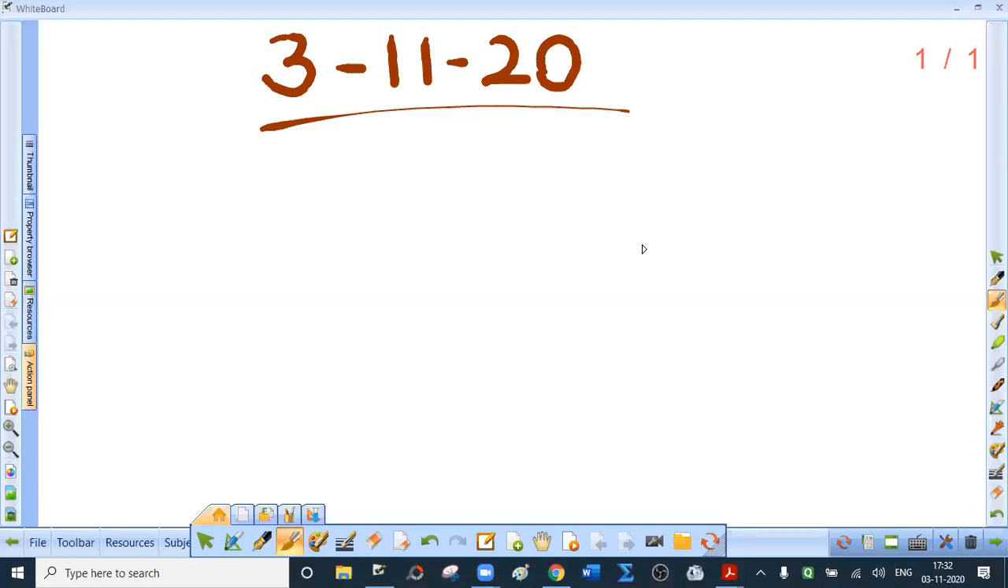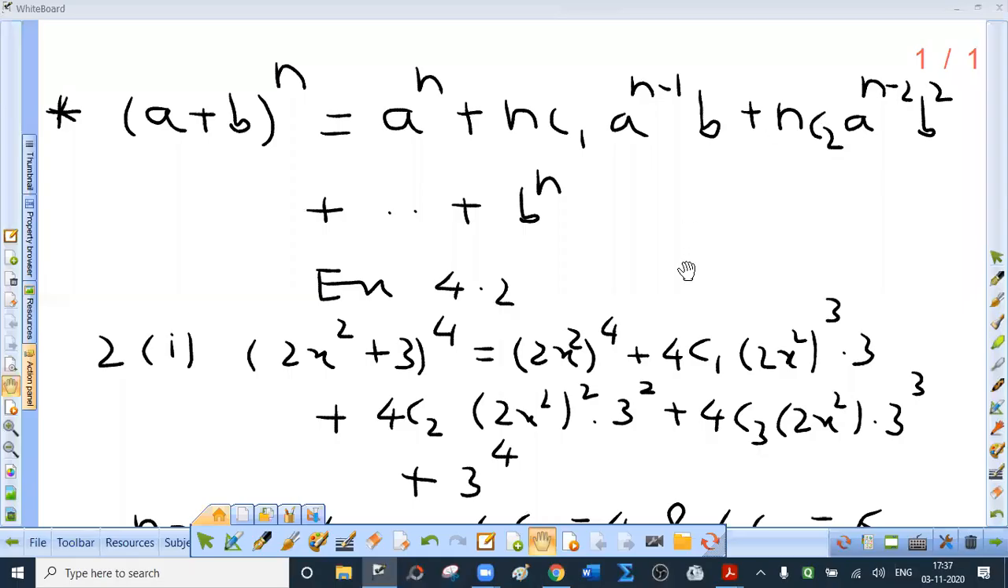Good evening. We discussed binomial theorem yesterday. Today we will solve sums from exercise 4.2. Actually, before we start solving sums, let us revise binomial theorem.